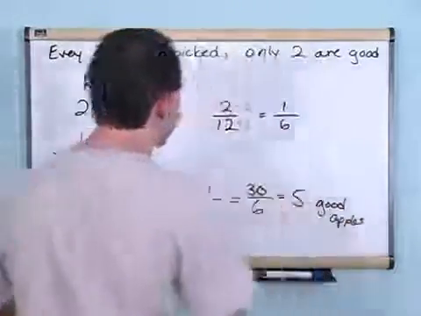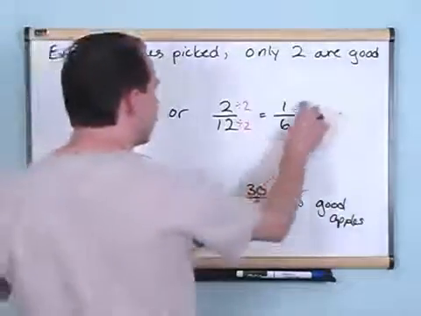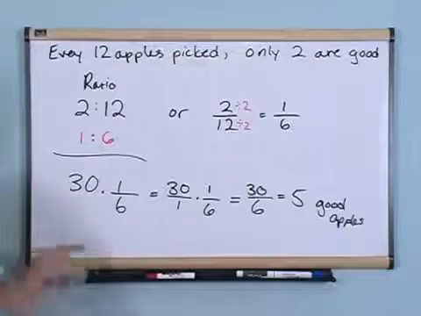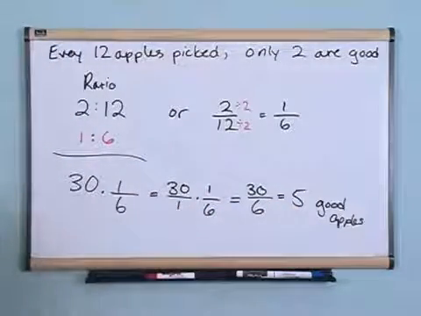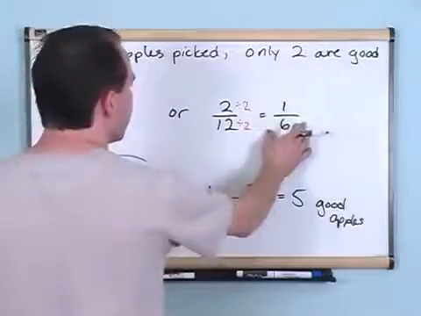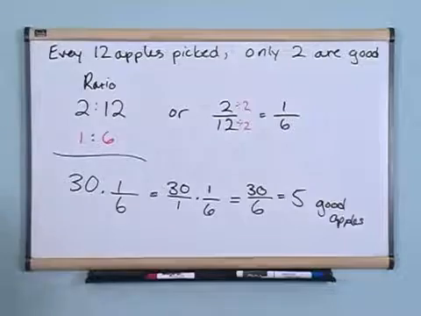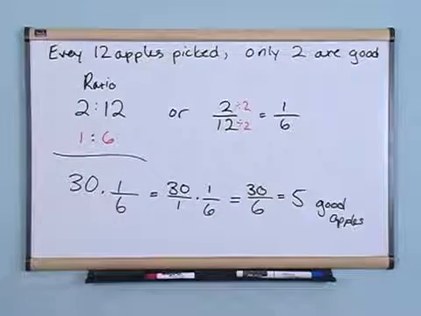This is why ratios are useful. Somebody can go and do all the work for you and tell you the ratio of good to bad apples is 1 to 6. And then I could tell you, well, if I pick 30 apples, I'm only going to expect to get 5 good ones. And this makes sense because somebody goes out and does the work for you. 1 out of every 6 apples picked are good, okay? Here, 5 out of every 30 apples picked are good. So it's the same ratio, okay?